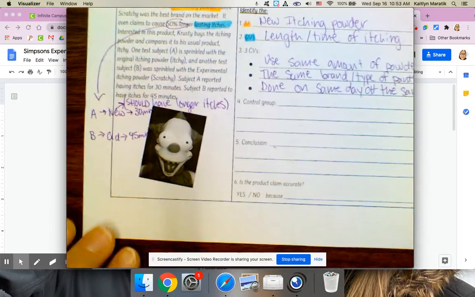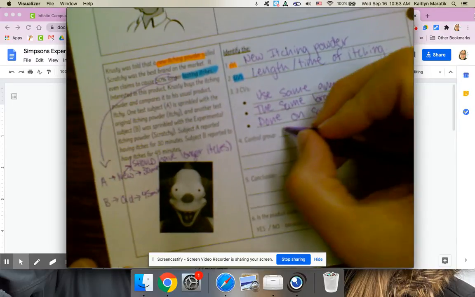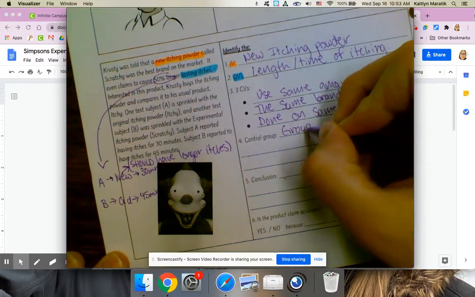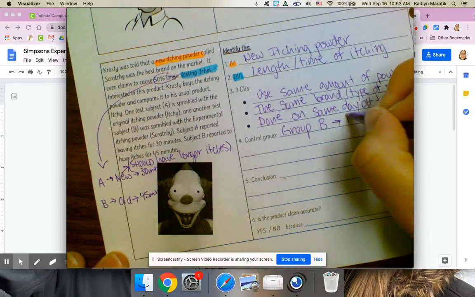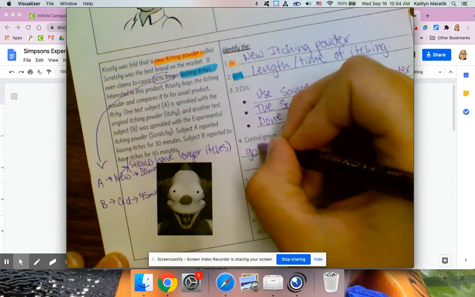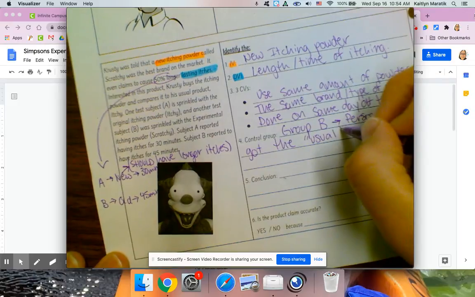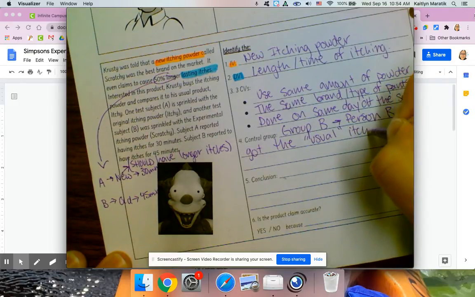Okay, so our control group. Our control group is the one that got nothing new. So group B, or rather, it was person B, got the usual itching powder.